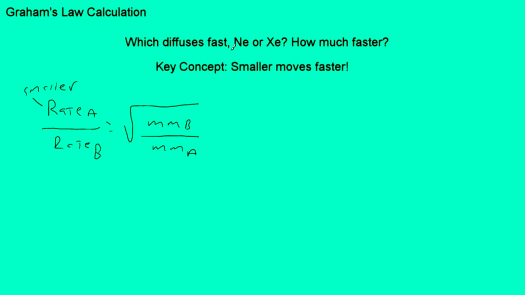All right, so first of all, which will diffuse fastest? Neon or xenon? Which one is smaller? You got to look at the molar masses of these. You realize neon is smaller than xenon. The molar mass of neon is 20. The molar mass of xenon is 131. So clearly neon is faster. So which is going to move faster? Neon is going to move faster.